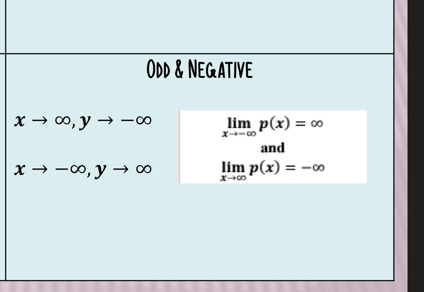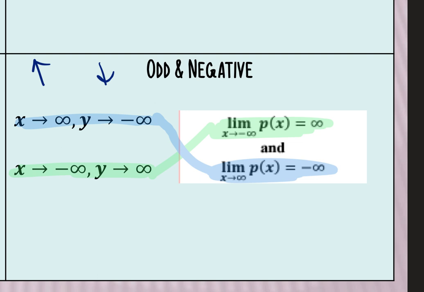All right, last one, odd and negative. So if it's odd and negative, it is rising left and falling right. Rising left means as x approaches negative infinity, the y is approaching infinity. So it would be limit as x approaches negative infinity, p of x is equal to positive infinity. So those two go together. And then as x is approaching positive infinity, meaning as it goes to the right, my y is approaching negative infinity, or p of x equals negative infinity.